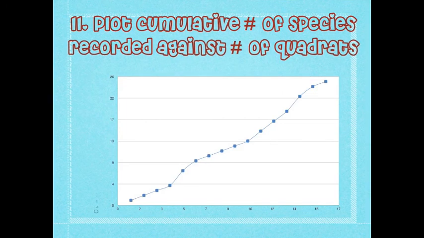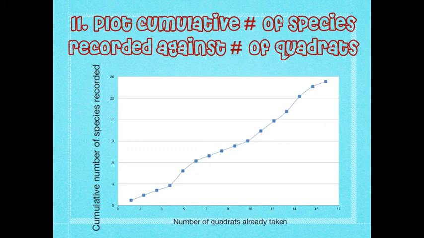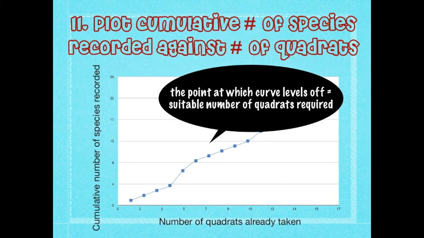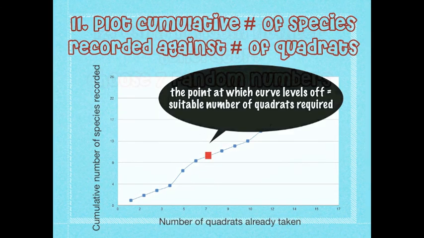Now we need to decide how many randomly chosen quadrats we will use that will represent the whole area. To decide the suitable number of quadrats, plot the cumulative number of species on the y-axis against the number of quadrats already taken on the x-axis. The point at which the curve levels off, like this red point, will be the suitable number of quadrats required. In this case, it is 7.